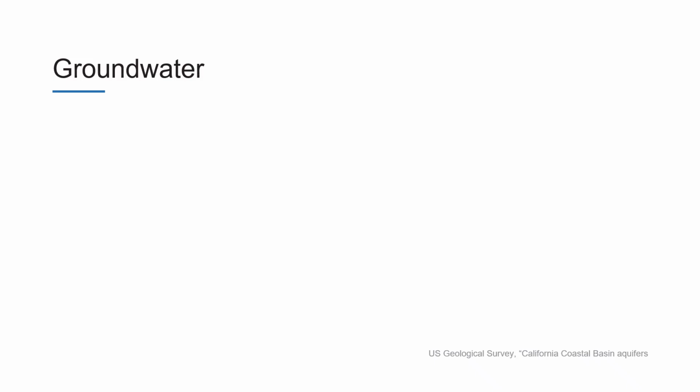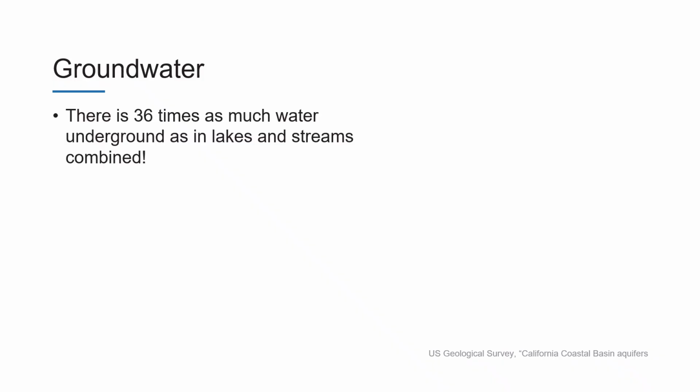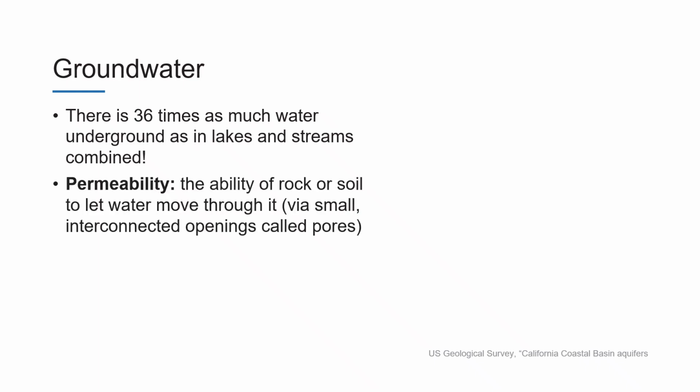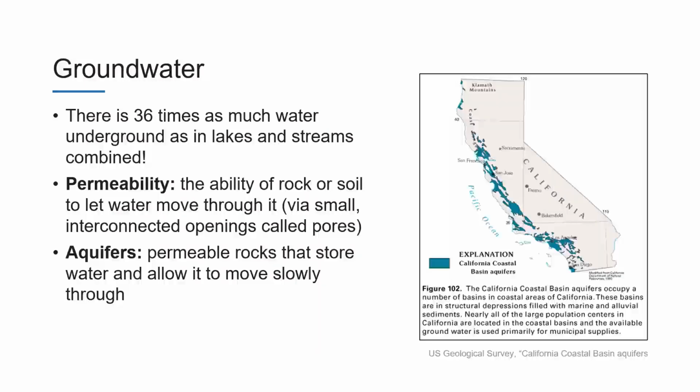But there's actually much more water stored as groundwater. This is any water held underground, and there is 36 times as much water underground as in lakes and streams combined. So groundwater relies on the permeability of rock, which just means the ability of rock or soil to let water move through it. And this water moves through small interconnected openings called pores. Groundwater is stored in aquifers, which are permeable rocks that allow water to move slowly through it.